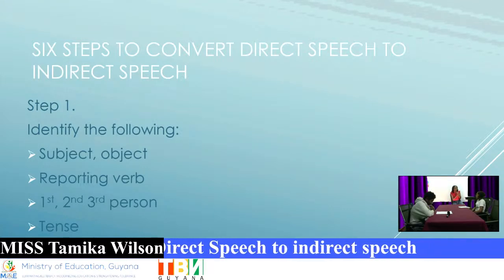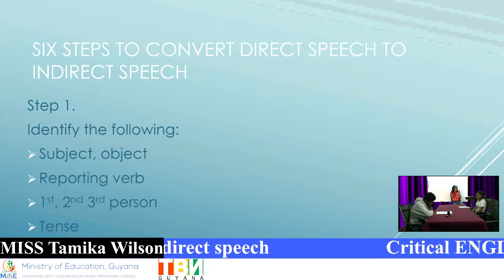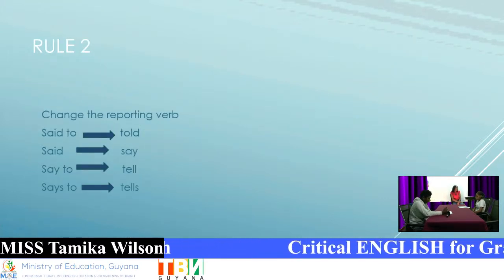So those are the 4 things we want to identify. We want to identify the subject and object, the reporting verb, the first, second, or third person, and then the tense. Let's move on. Change the reporting verb.